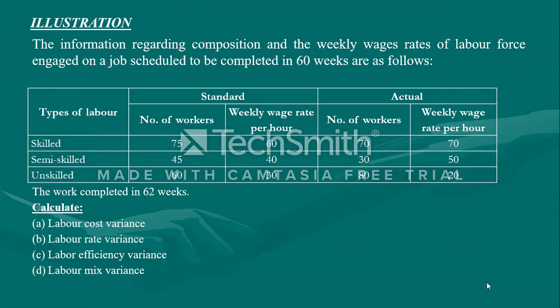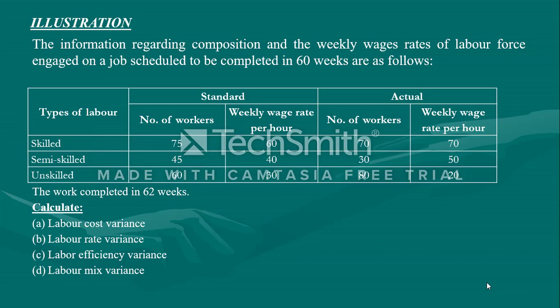The given information regarding the composition and the weekly wage rate of the labor force engaged on a job scheduled to be completed in 60 weeks are as follows. The types of labor, standard and actual: the number of workers and the weekly wage rate per hour. There are three types of labor: skilled, semi-skilled and unskilled.